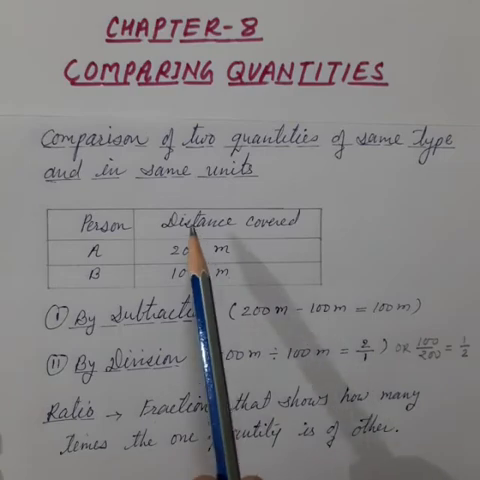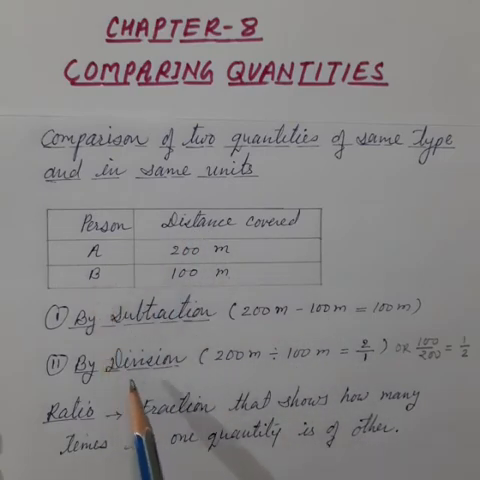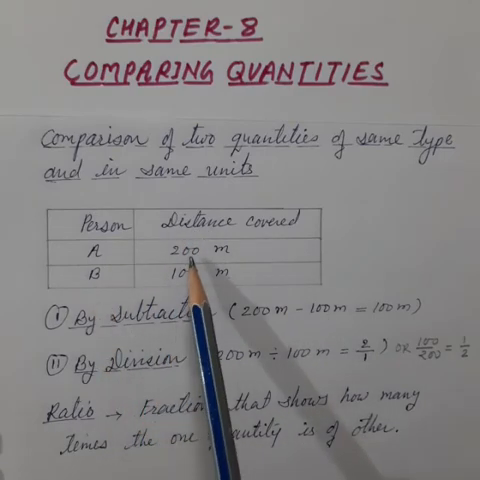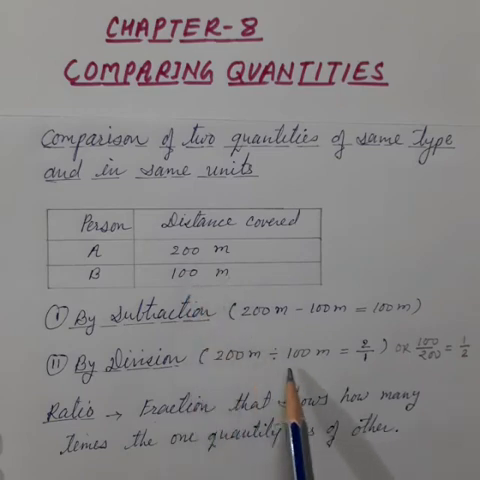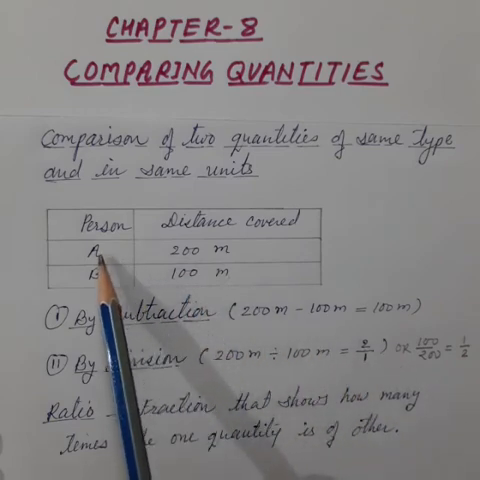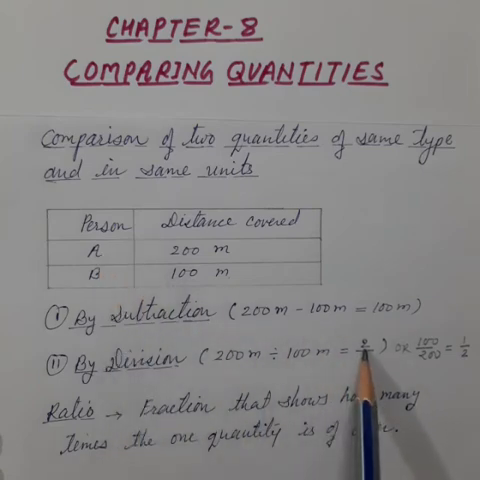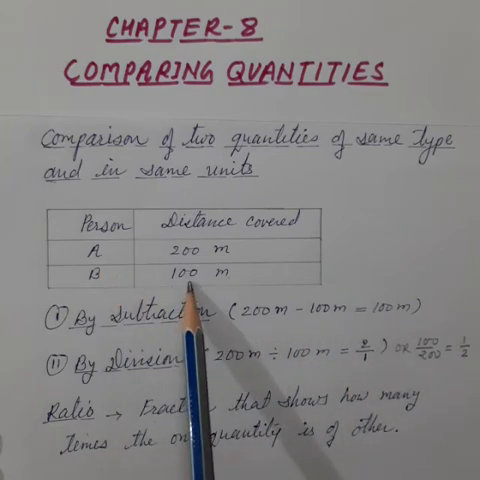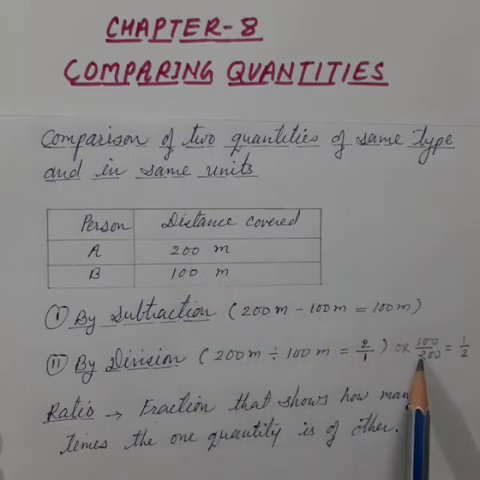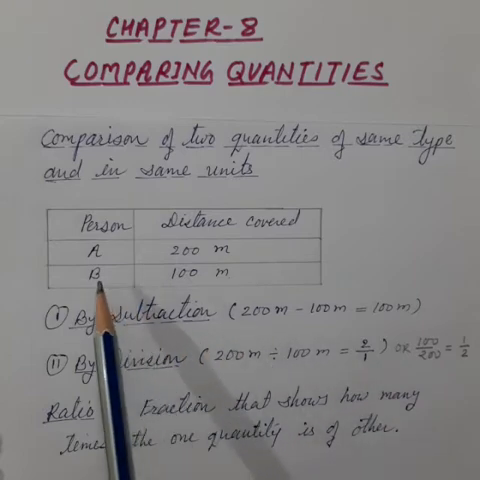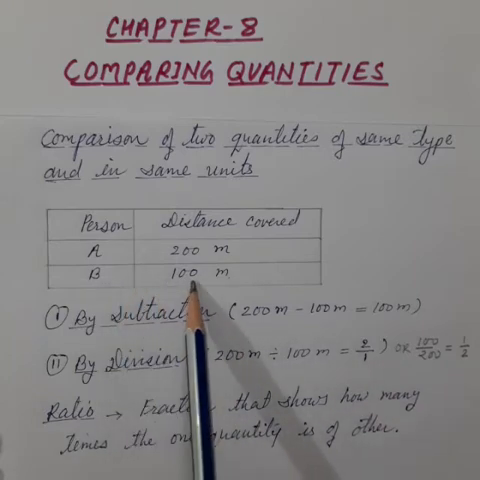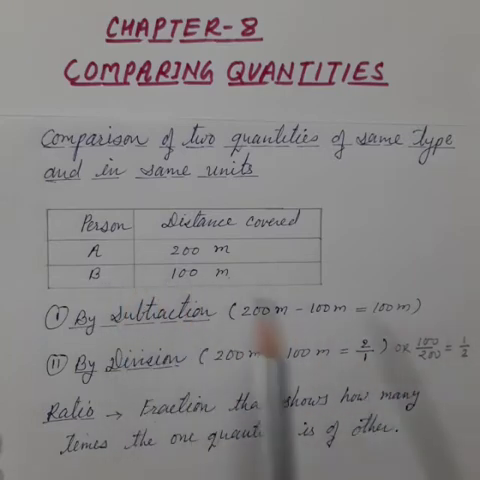We can compare the distance covered by them by division also. Divide 200 meters by 100 meters. We get 2. So we can say that the distance covered by A is 2 times the distance covered by B. Or divide 100 meters by 200 meters. We get 1 by 2. So we can say that the distance covered by B is 1 by 2 times the distance covered by A.